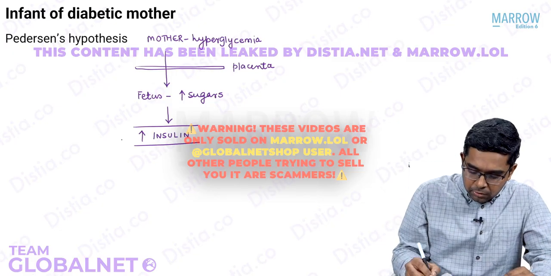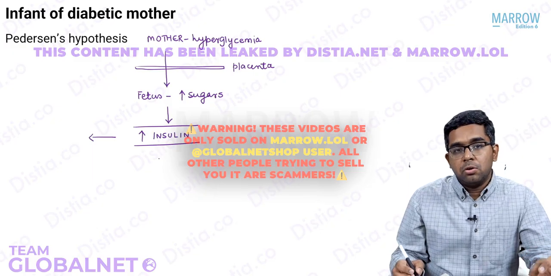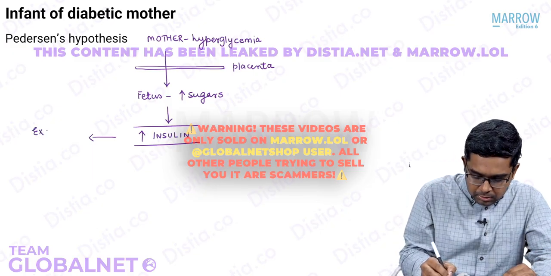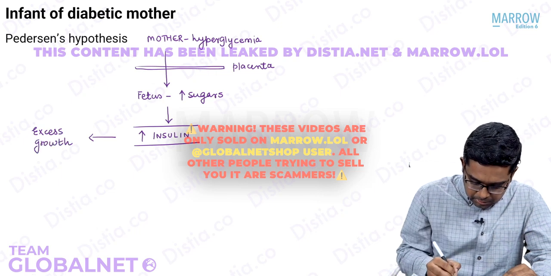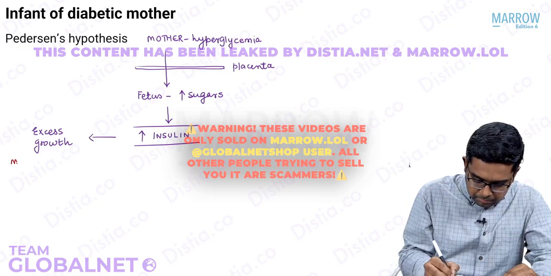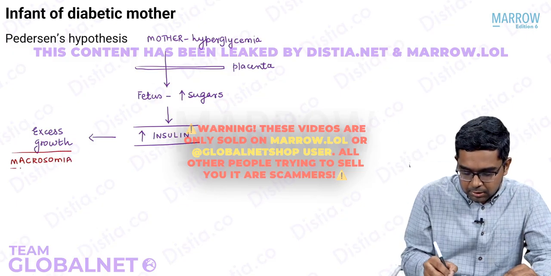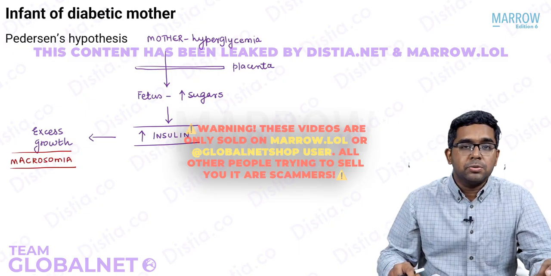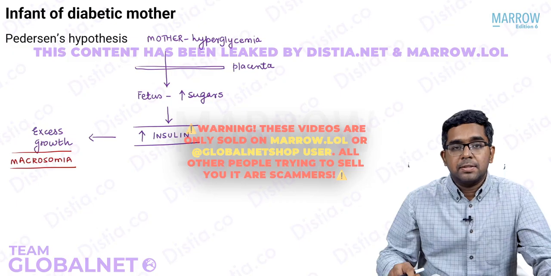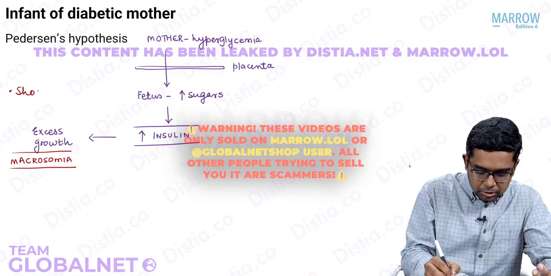Okay, insulin we all know is an anabolic hormone. So a lot of insulin means a lot of anabolism or excess growth. That is why the baby appears to be macrosomic, or a big baby, or what you also call a large for gestational age baby. Now this macrosomic baby can have some issues during the time of delivery. For example, it can result in a difficult delivery or shoulder dystocia.